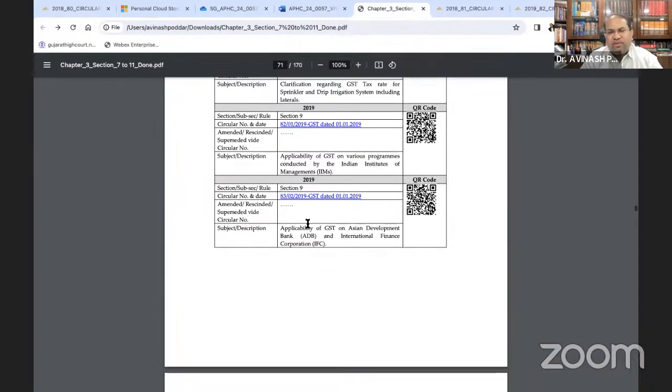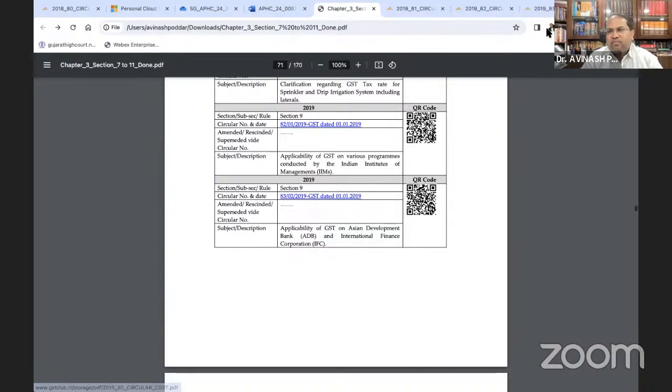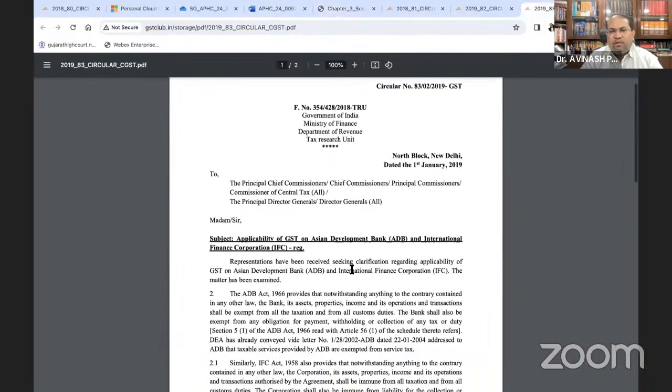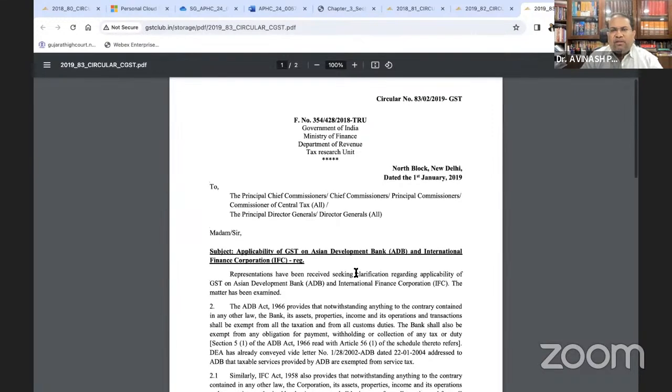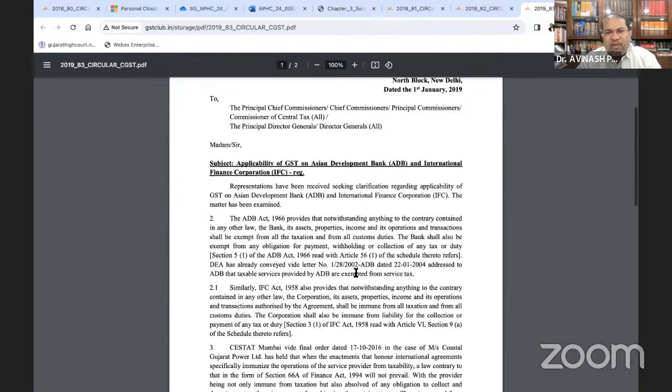Now moving to the next circular, which is 83 of 2019, dated 1st January 2019. It says applicability of GST on Asian Development Bank and International Finance Corporation. So if there is any transaction by Asian Development Bank or International Finance Corporation, then what is the status of GST applicability on that?